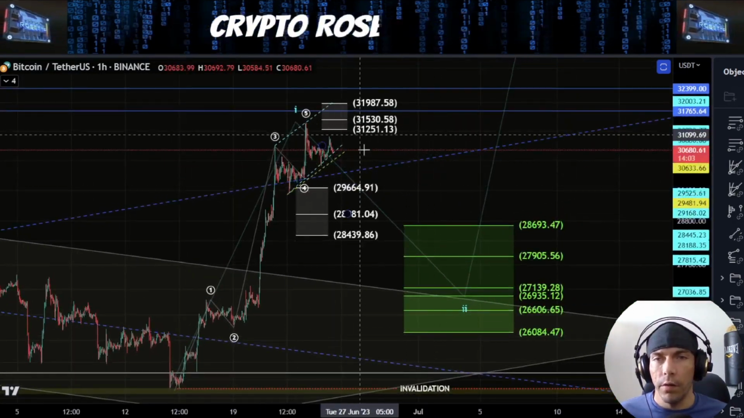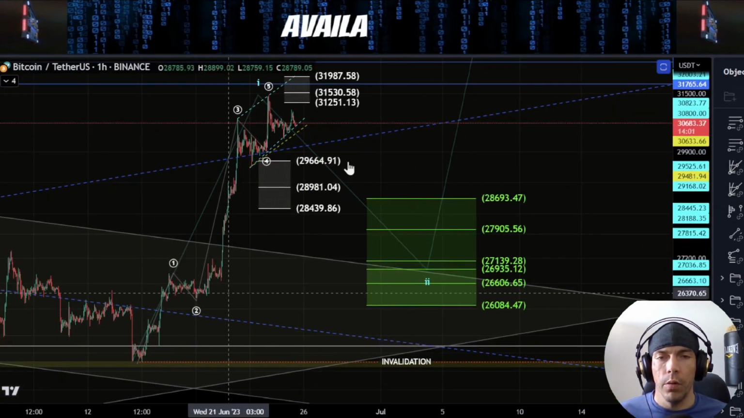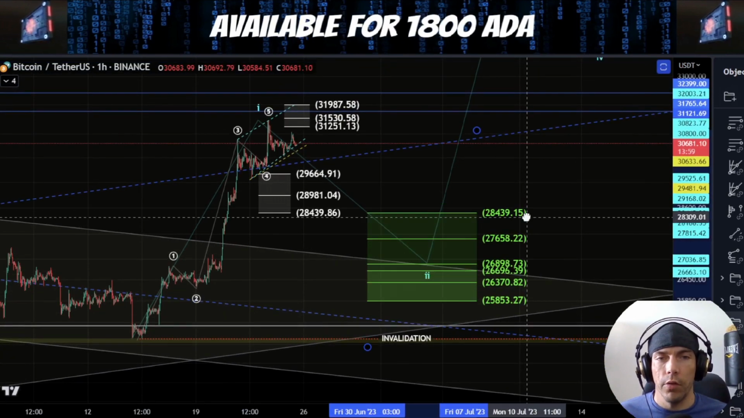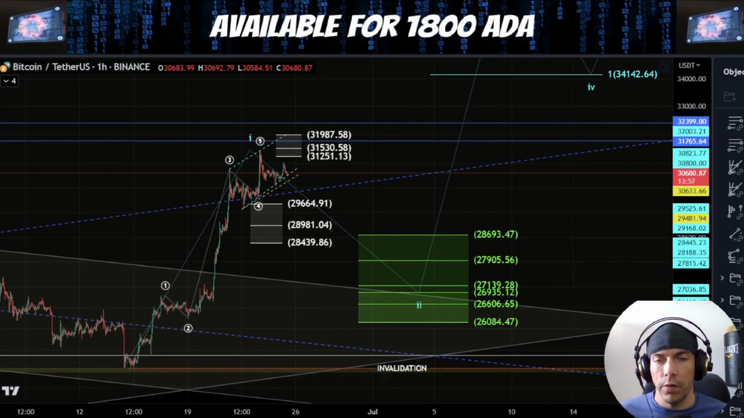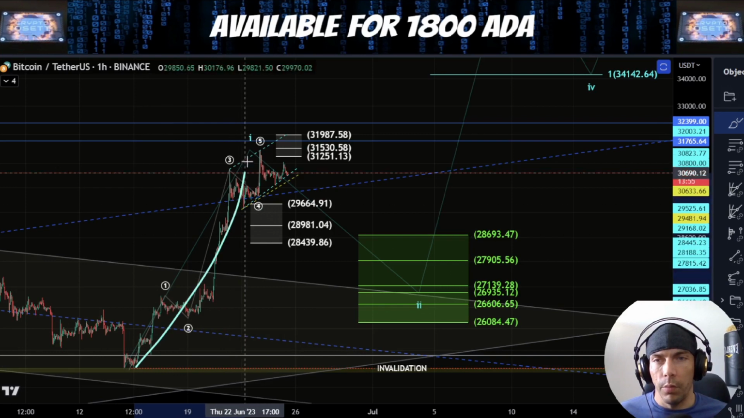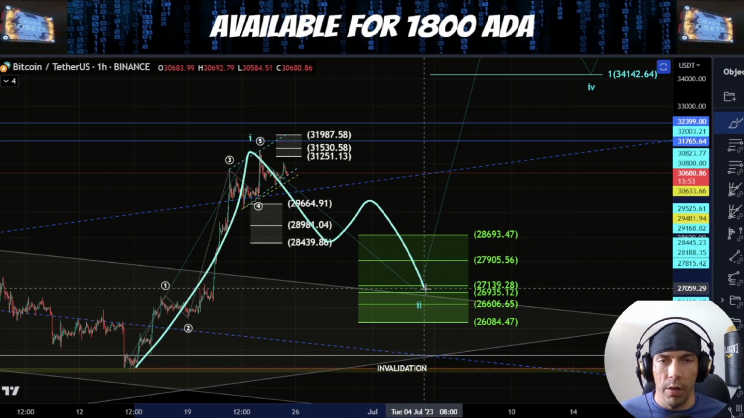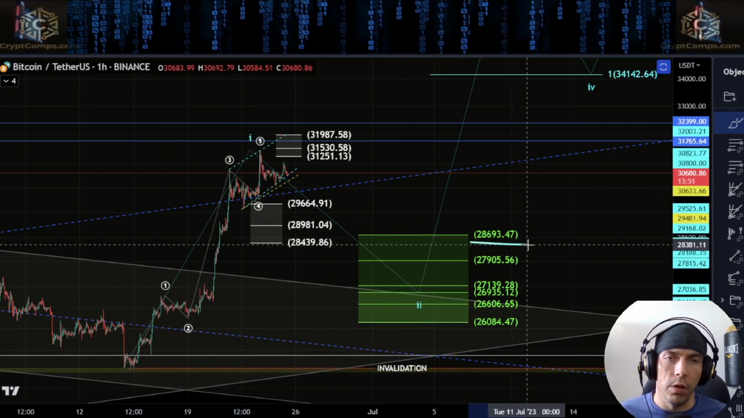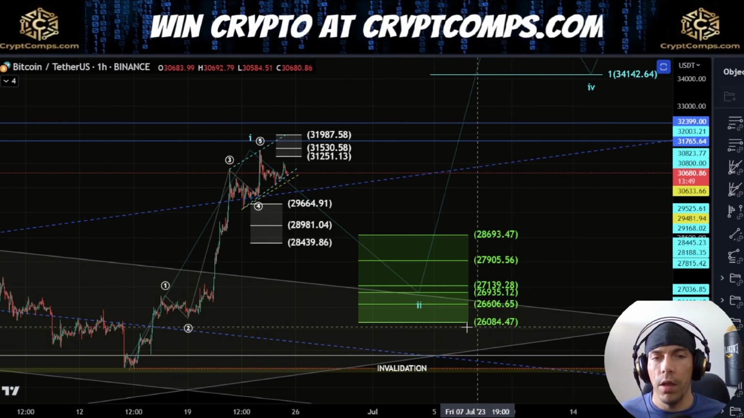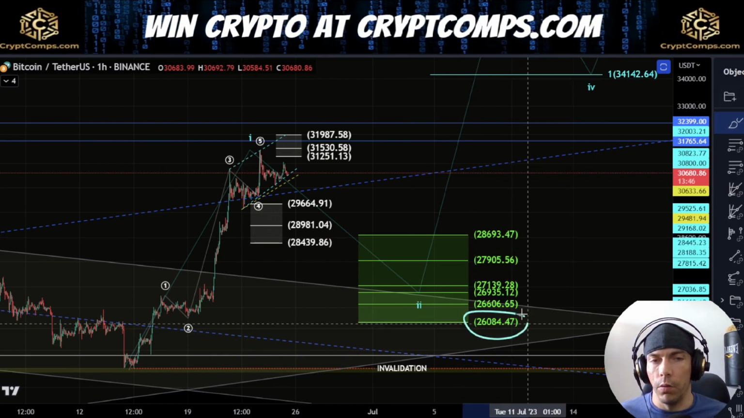Now, if this is the case, and we're looking for that bullish continuation to the upside here, what we'd actually want to see is that this move becomes a wave one. We actually see a three-wave move back to the downside, looking to target this 28,693 to this $26,084 level.